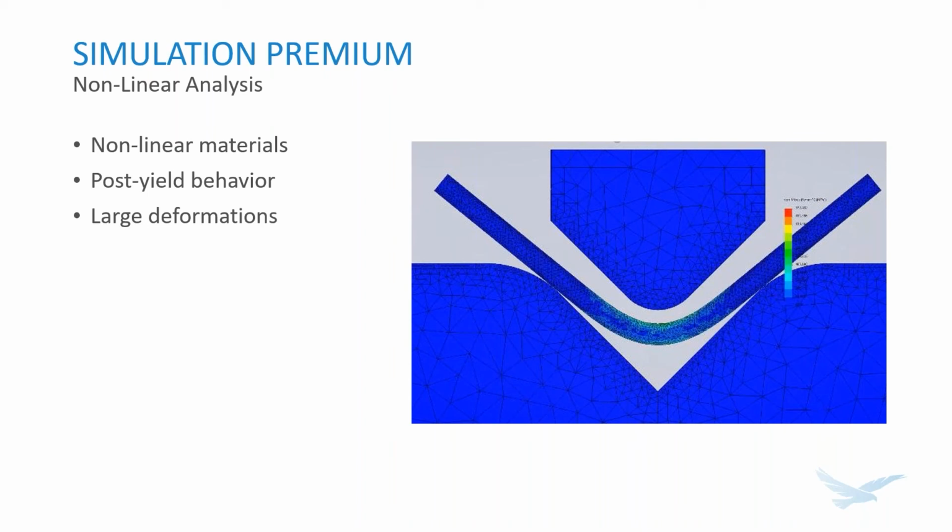You can look at post-yield behavior. So for example, if you're able to define a stress strain curve for your material, you can actually import that into SOLIDWORKS for nonlinear analysis, for example, to look at what happens post-yield or post-deformation on a part, like say in a sheet metal forming operation like we have here. And we're also able to look at large deformations, particularly large deformations that we would not be able to analyze using the standard SOLIDWORKS simulation solvers.